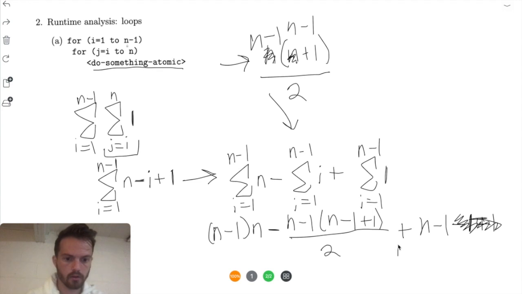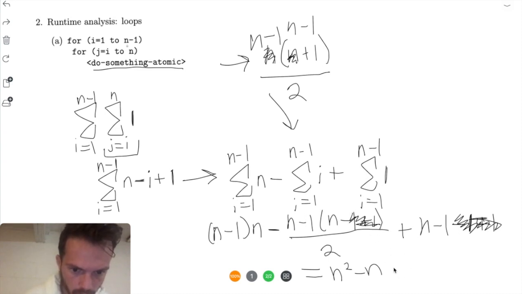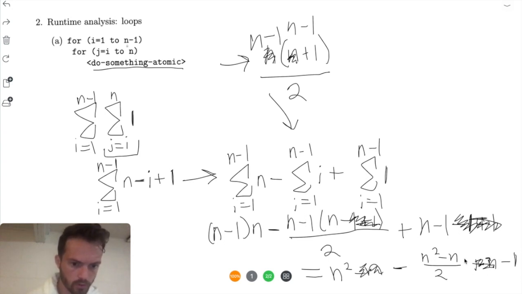All right, then let's just do some simplification here. And we're going to get that all equals n squared minus n. And then the second part, this here cancels out. So we got minus n squared minus n over 2. And then the last part, plus n minus 1. We got a minus n and plus n here, which we can get rid of.